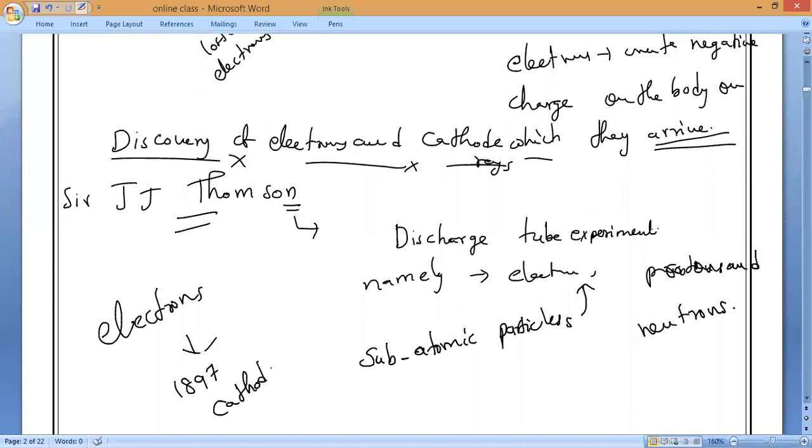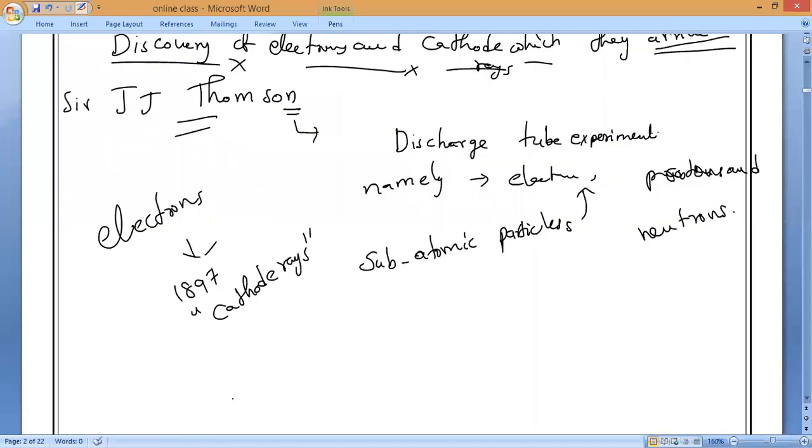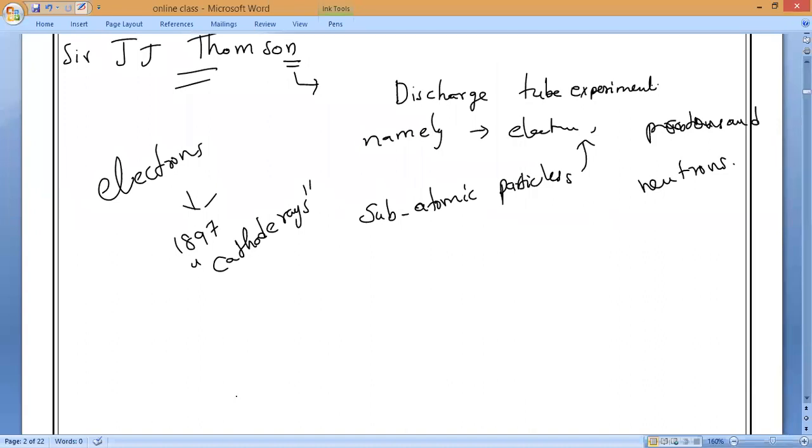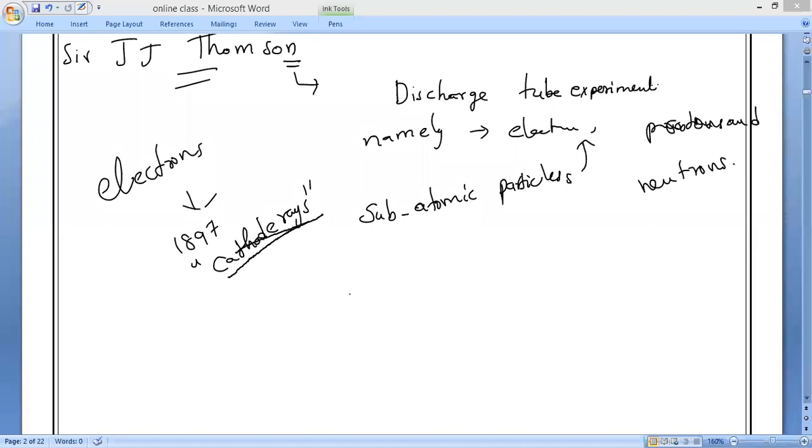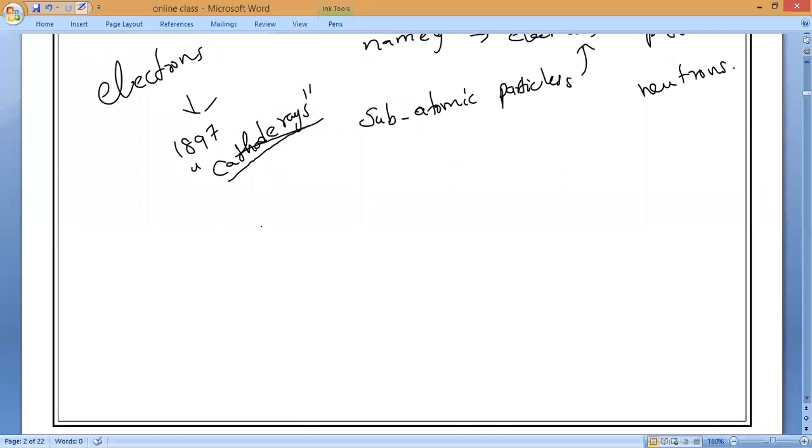By this time you might be wondering what cathode rays mean, whether negative charge or positive charge. So, cathode rays in his discharge tube experiment. Just for the names I'm saying, later I will explain: cathode rays means negative rays. That is what you have to remember. So in 1897, in his discharge tube experiment, he discovered the electron while studying cathode rays.